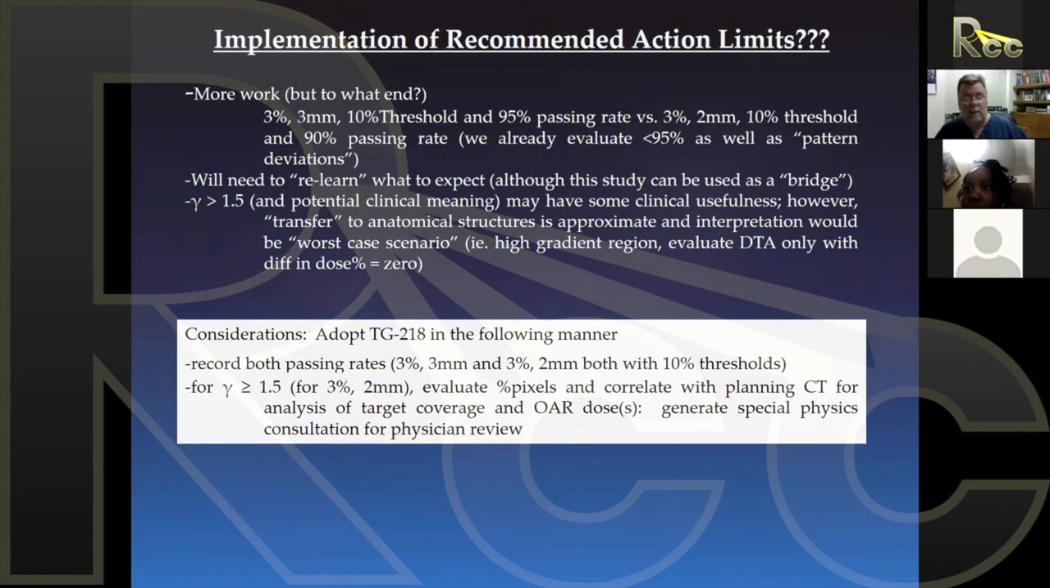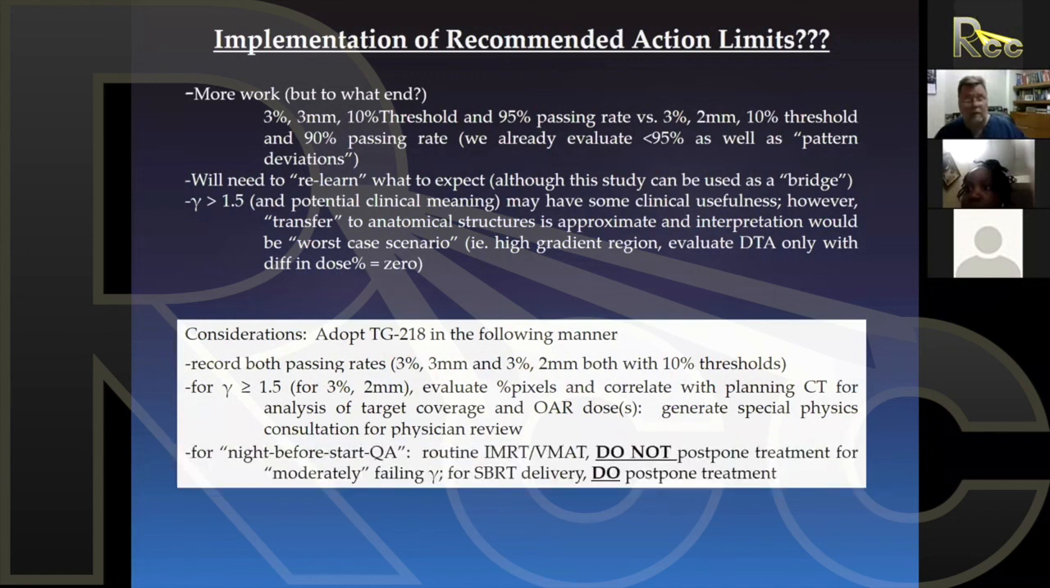For gamma 1.5 or greater, we evaluate the number of pixels that correlate with the planning CT and where. We write a special physics consult for this. And for night before QA, when we're doing the QA, let's say tonight for plans that start tomorrow, as long as they're moderately failing, nothing bad, nothing jumping off the table at us, we do not postpone the treatment for those moderately failing ones for conventional fractionated IMRT or VMAT.